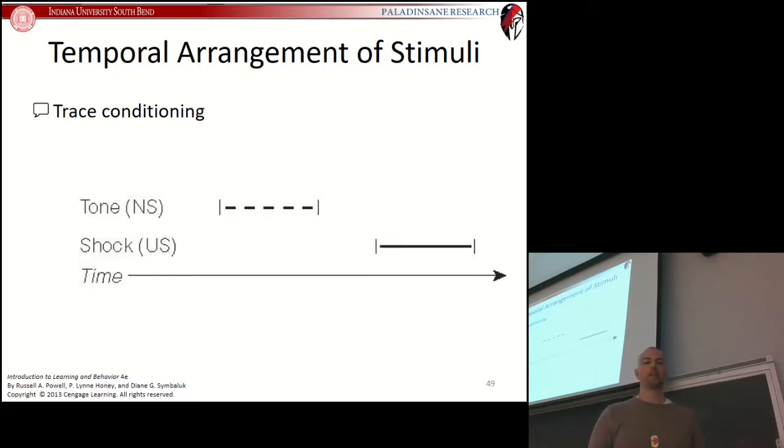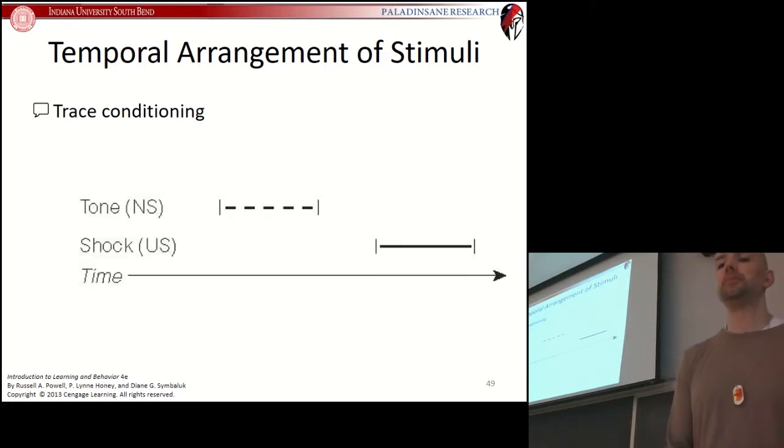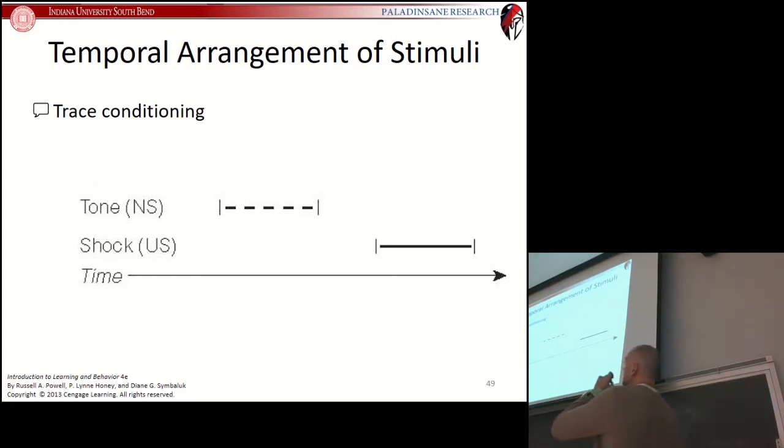Trace conditioning is very much like delayed conditioning, except that now the neutral stimulus, in this case the tone, stops, and then you have a period where nothing occurs, and then the shock occurs. So you have the tone first, the shock second, like delayed conditioning, but there's no overlap. This time the tone ends and then the shock occurs. This is less effective in general than delayed conditioning. And again, it has to do with temporal contiguity. There's not as much.